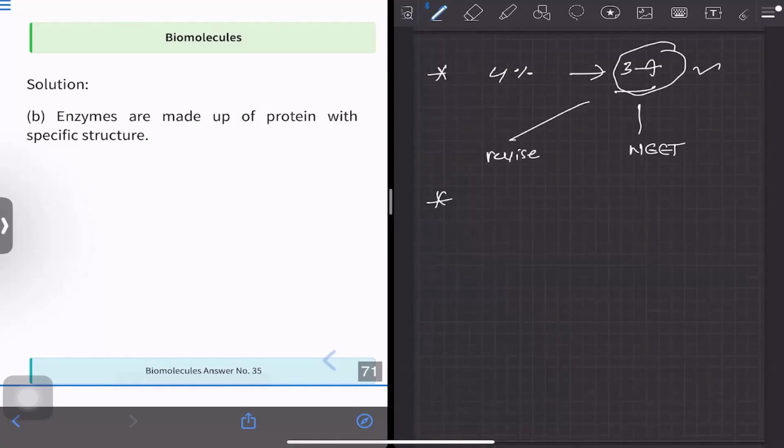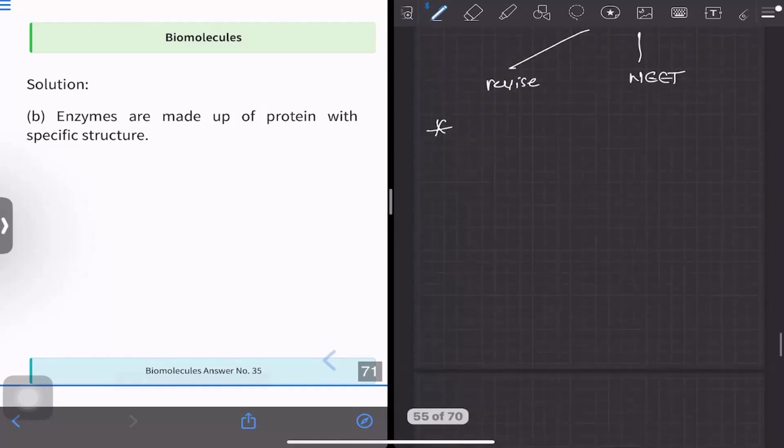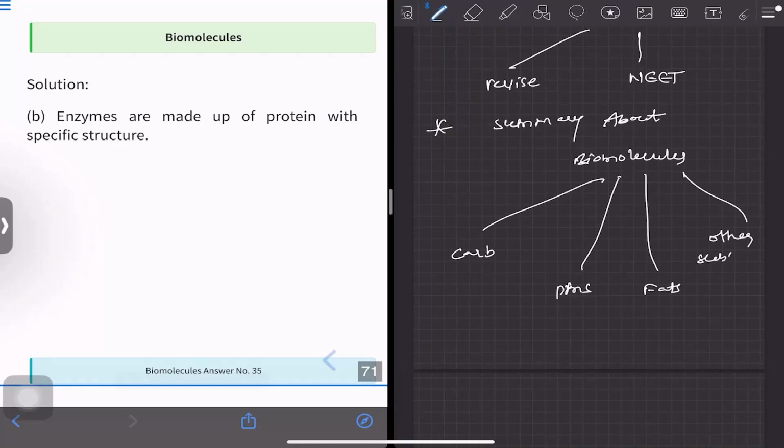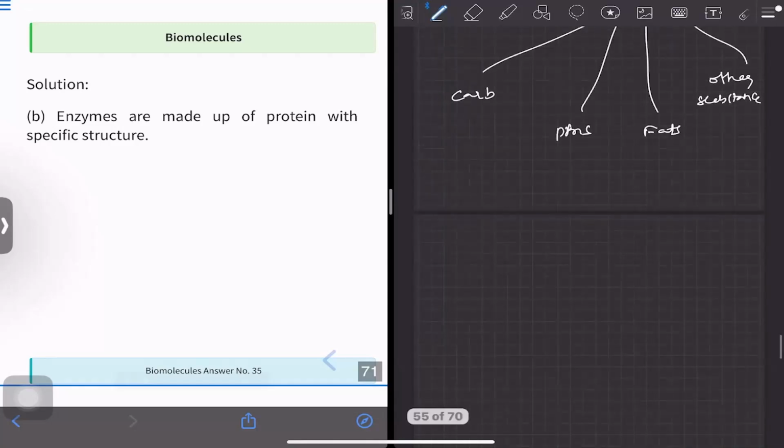See. Let's have a summary about biomolecules. Biomolecules consist of 4 substances. One is carbs, another is proteins, fat, and other substances. See, carbs. These are the main ones which provide energy.